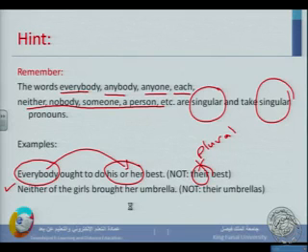أيضا في الجملة الثانية: neither of the girls brought her umbrella. ما قال their لأن umbrella is what? ولا واحدة من البنات، neither of the girls ولا واحدة، فهي ترجع للبنات وهي مفردة. Okay.